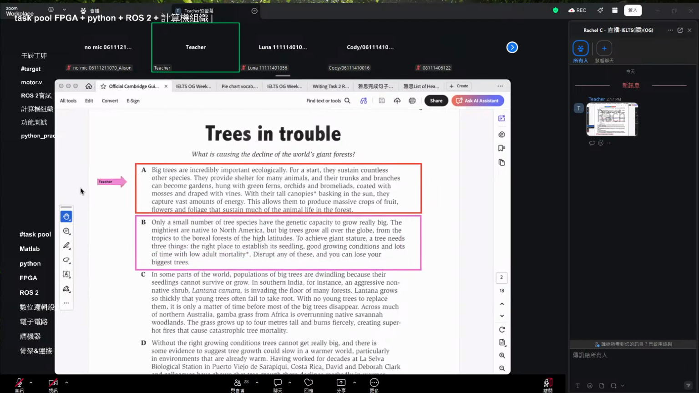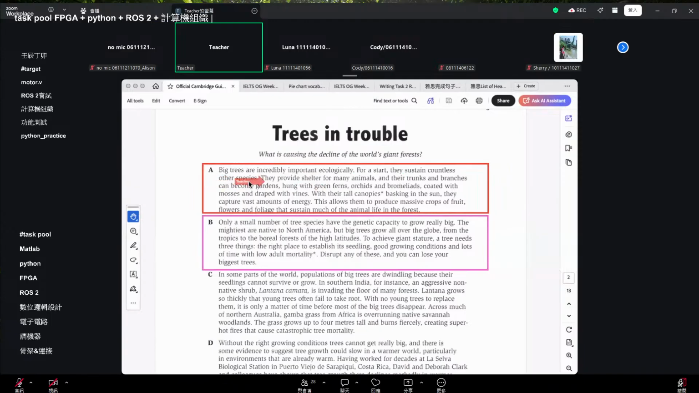Now, if we were to mention the number 1, paragraph A, look for words that are meaningful. So say, bigger trees are incredibly important ecologically. For a start, they sustain countless other species. They provide shelter for many animals, and their trunks and branches can become gardens, hung with ferns, orchids and bromeliads, coated with mosses and draped with vines. And then say this allowed them to produce massive crops of fruit, flowers, and foliage that sustained much of the animal life in the forest.